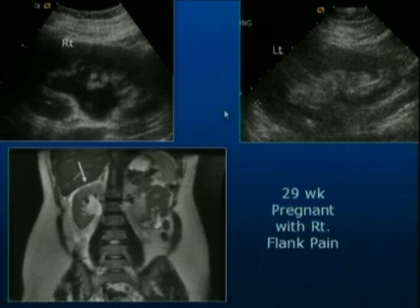Another very interesting case here, right upper quadrant pain. We looked at the ultrasound, hydronephrosis, but is that hydronephrosis of pregnancy or is that real? Then we looked at the left kidney, normal, and you look here, there's hydronephrosis, but there's also fluid around that kidney. Now, how did we really make the diagnosis?